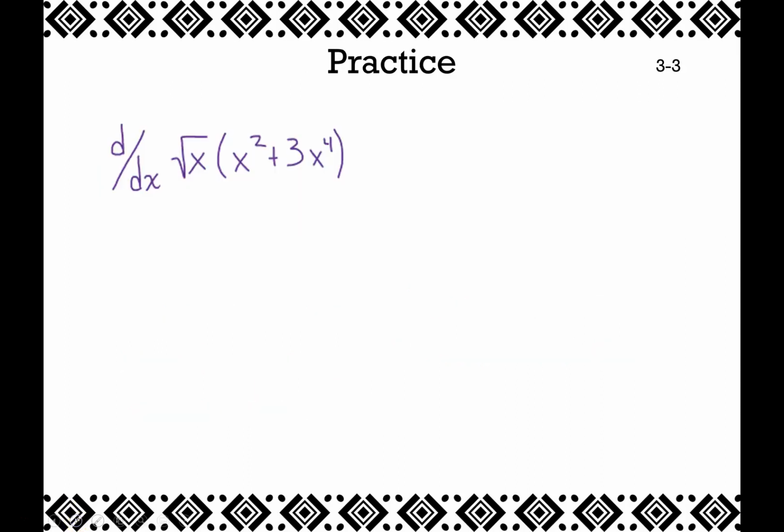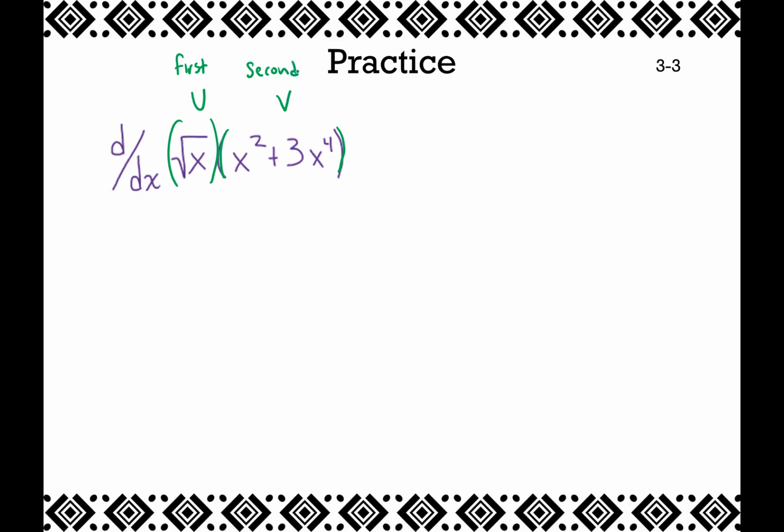Okay, this question is asking us to find the derivative of two things that are being multiplied. This here would be our u, this here would be our v. You could also think of this as being your first, and this as being your second.